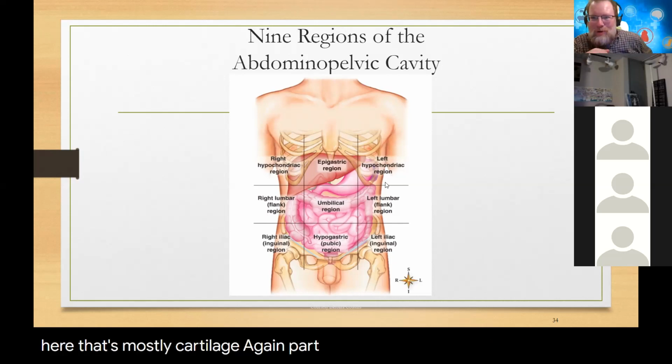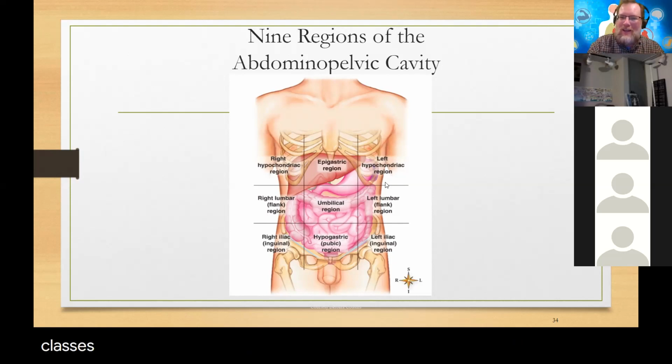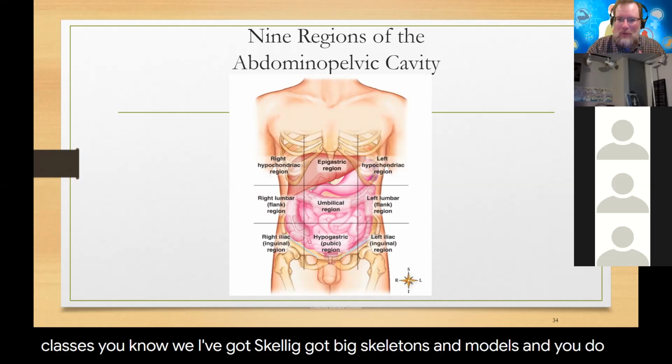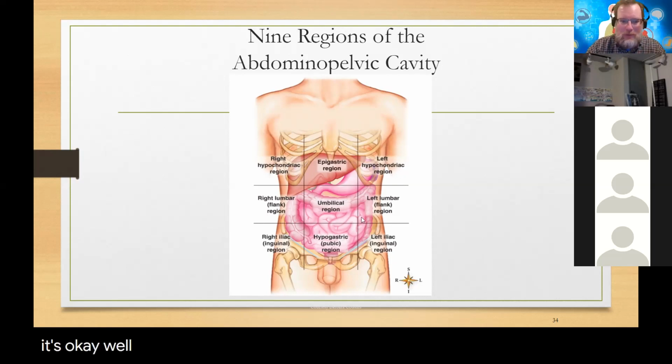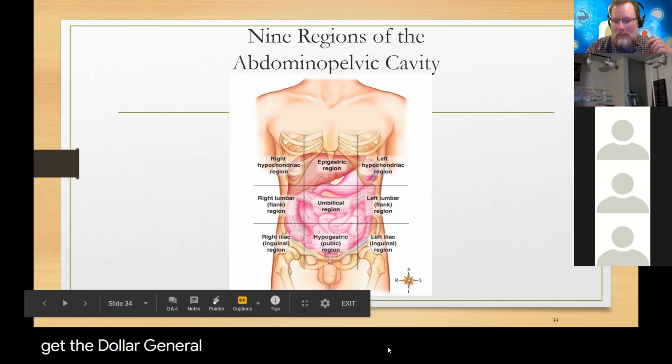Again, one of the problems of not being in class is, I've got big skeletons and models, and so it's okay. We'll persevere. Like I said, Halloween's coming up, so get out to Dollar Tree, get to Dollar General, and pick yourself up an inexpensive skeleton.